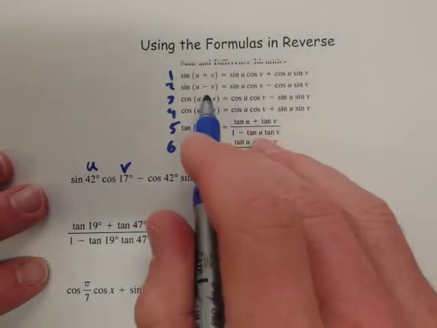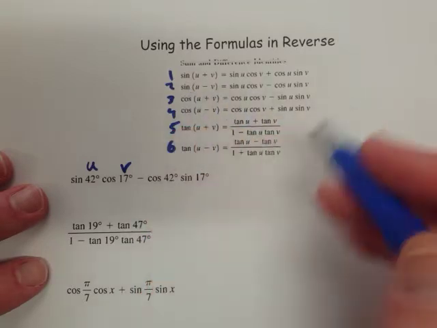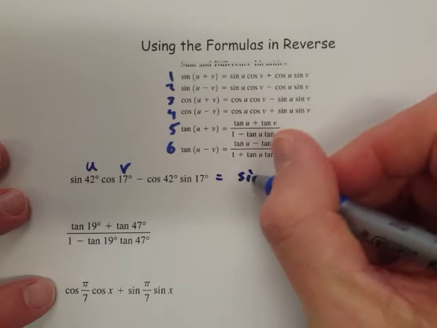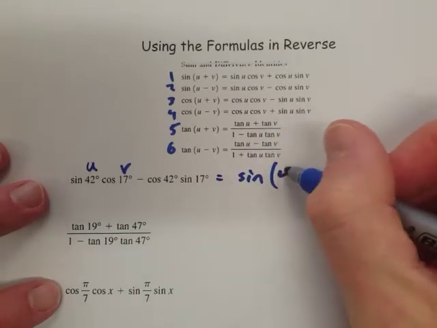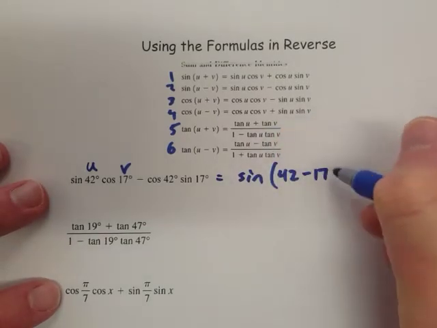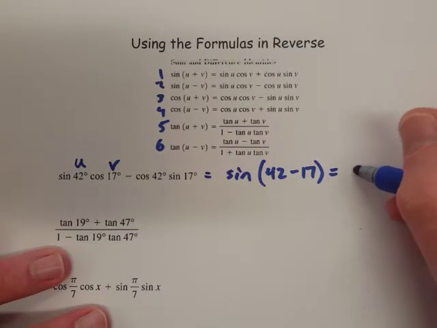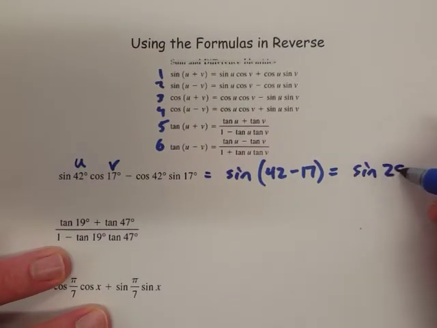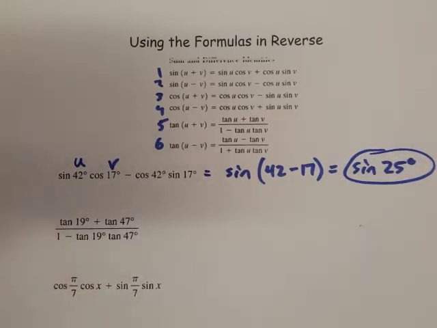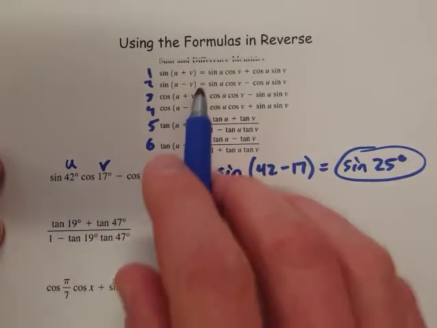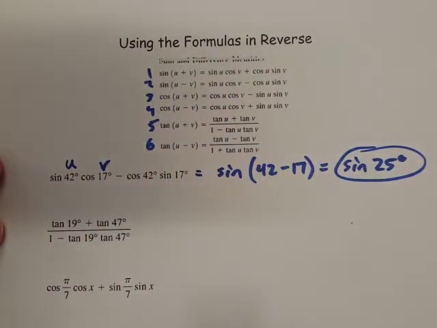So if you go backwards here, you'll notice that it's sine of u minus v. That means in this case it's the same as sine of 42 minus 17, which of course is just 25. So sine of 25 is basically what this came from. Now again, we're not using special angles. We don't have anything going on with special angles here. It's just getting used to how we can use these formulas.